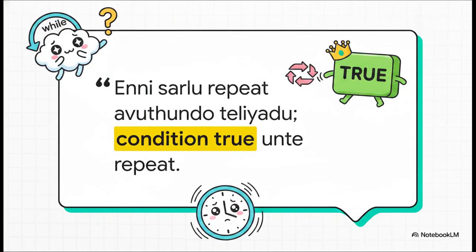Next up, the hook for the while loop. Ennisaarlu repeat autundo teliyadu, condition true ante repeat, which means we don't know how many times it will repeat. If the condition is true, repeat. It perfectly captures the total uncertainty of the count, combined with that strict requirement of a true condition right at the start. True condition, we go. Unknown duration, we use while.